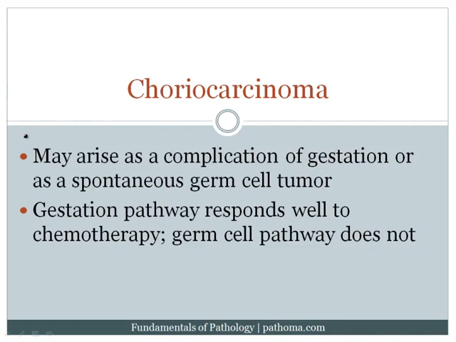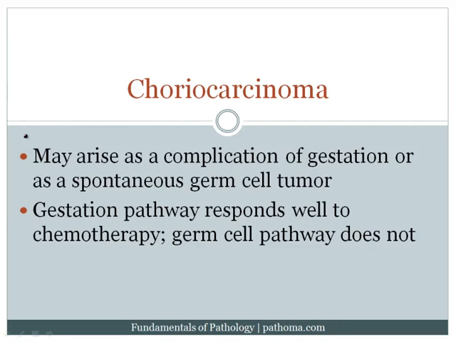Now, how do examiners go after this? The way they test this is the fact that the gestational pathway, for example, after a mole, responds well to chemotherapy. But remember I told you that the germ cell pathway does not. So this is the way by which examiners will go after this because it ensures to the examiners that you actually understand that choriocarcinoma is actually kind of two flavors. So when choriocarcinoma arises as a complication of just a spontaneous germ cell tumor, then that will not respond well to chemotherapy classically.